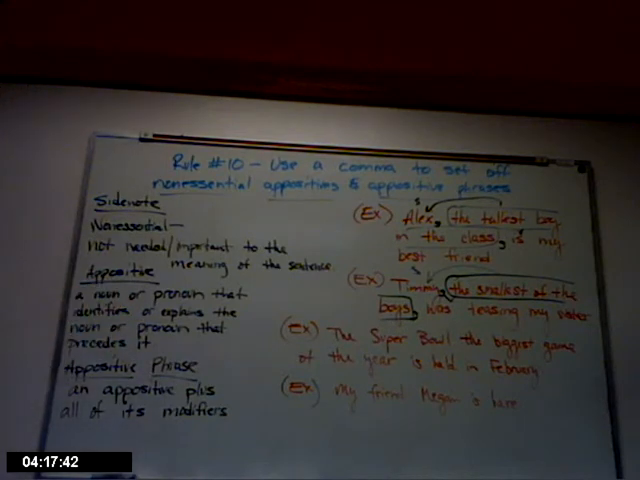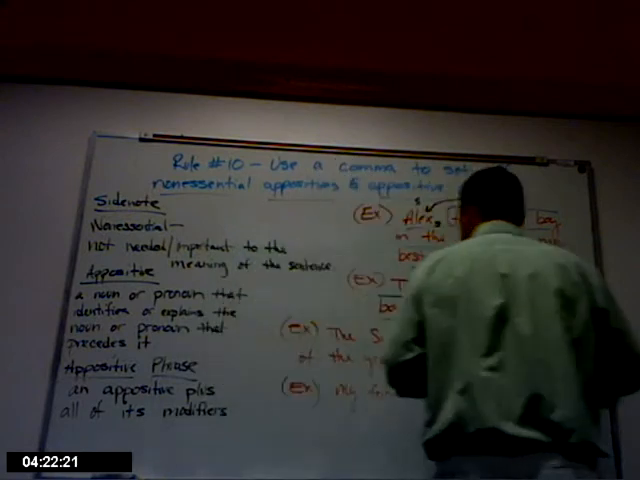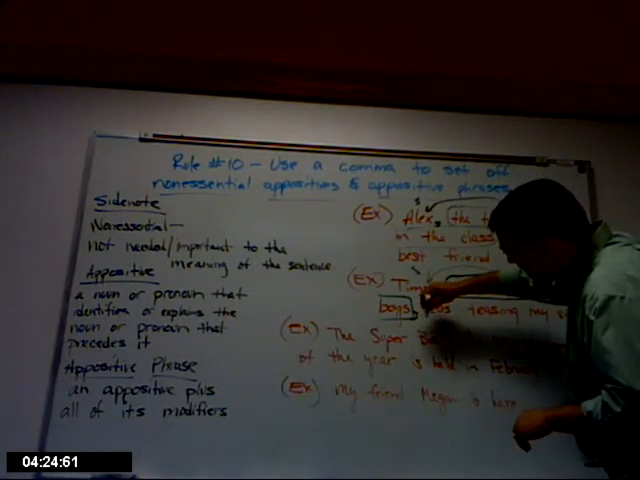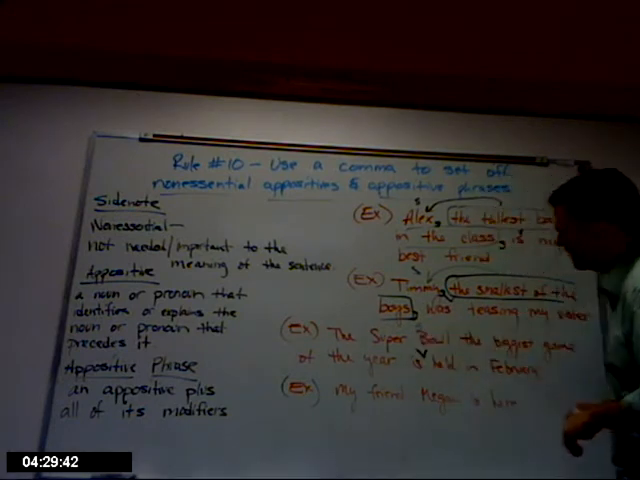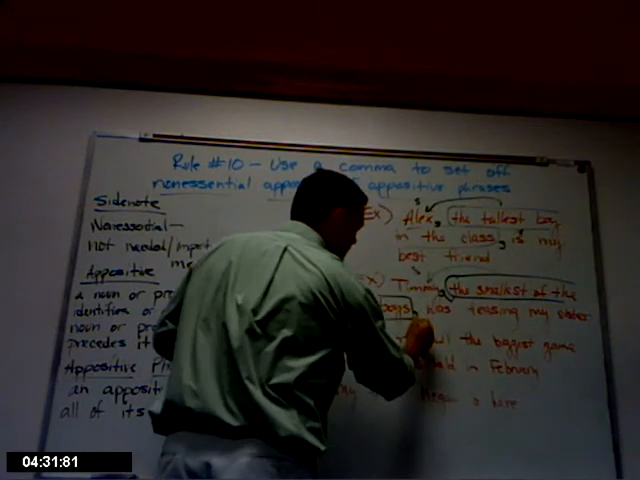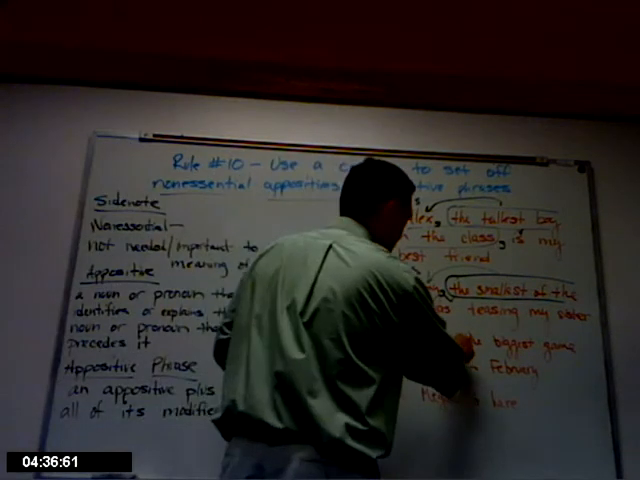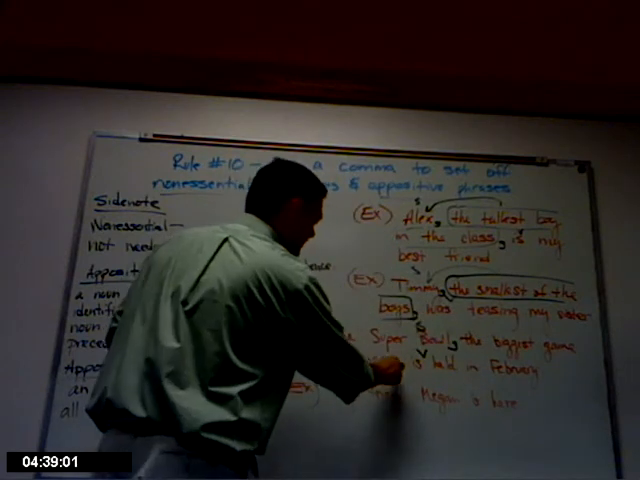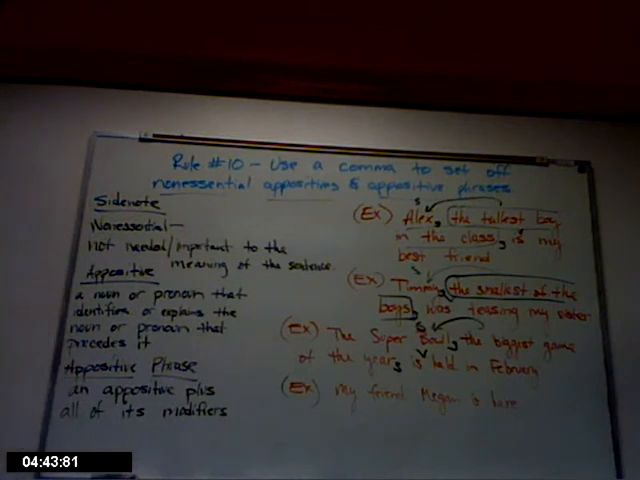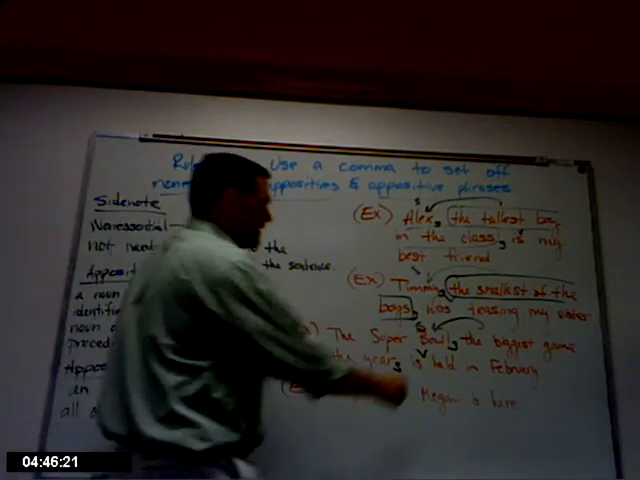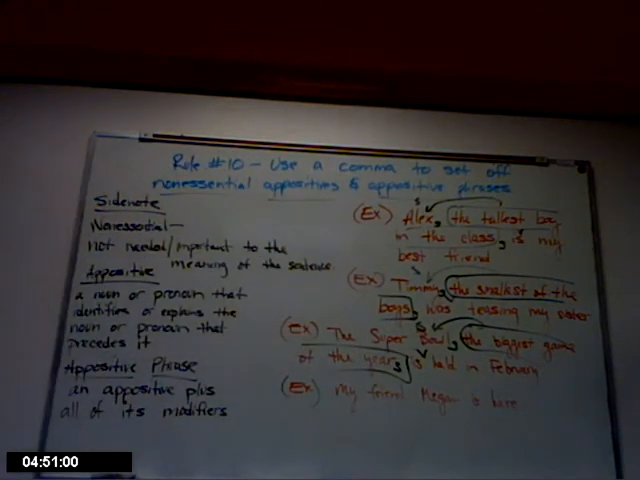The third example, the Super Bowl, the biggest game of the year, is held in February. Again, identifying our subject, Super Bowl, and the verb is held. What piece gives extra information about the Super Bowl? Well, it's the biggest game of the year. So we have to put a comma around that, and it adds extra information about the Super Bowl. So these are all non-essential. The biggest game of the year is non-essential, not needed. We can eliminate it and the commas show that.